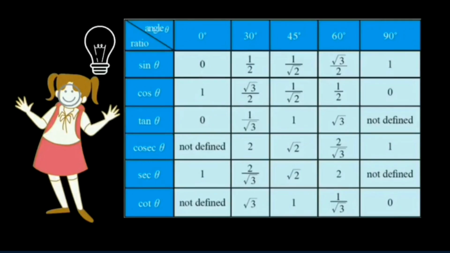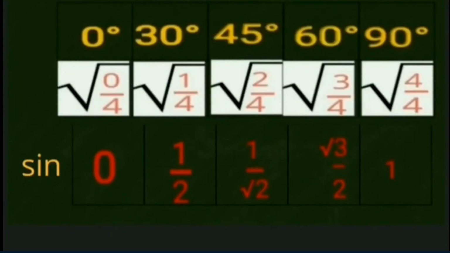So this is how we can write the trigonometry table in an easy way. There is no need to learn the entire table by heart. Just give the numbering 0, 1, 2, 3, 4 to the angles, divide them by 4, take them under square root, and you will get the values of sine theta. Those values we can use to find the other trigonometric values. This is how to remember the trigonometry table.